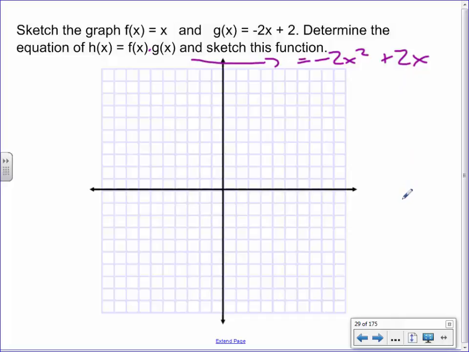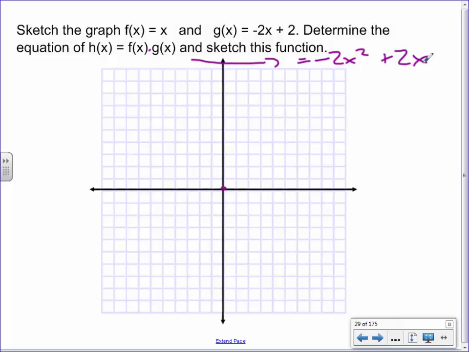There's our new equation. All right, now if I want to sketch it, let's just do a quick table of values maybe. What if x is 0? 0, 0. Okay, if x is 0, it's 0. You guys do that? What if x is 1? 1 squared is 1 minus 2, so this is minus 2.